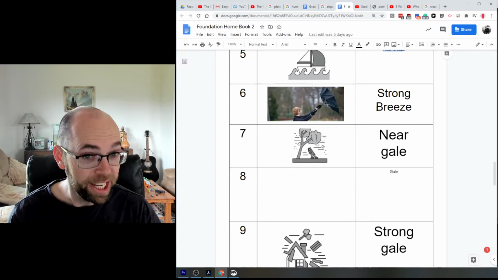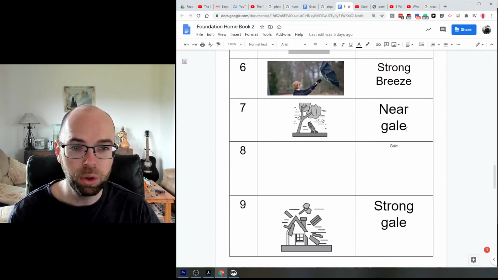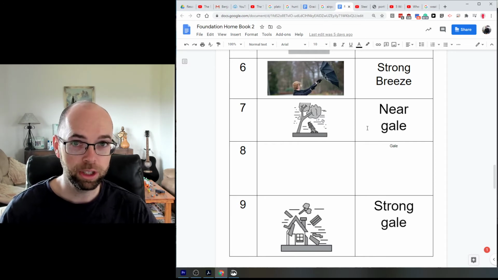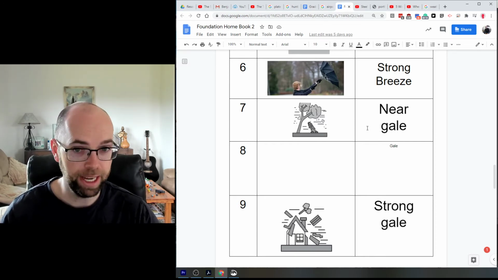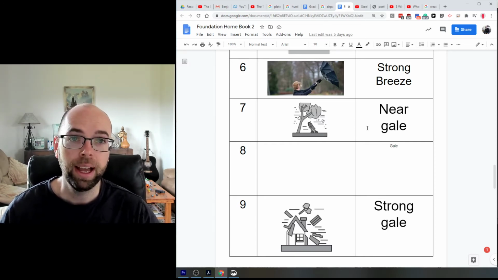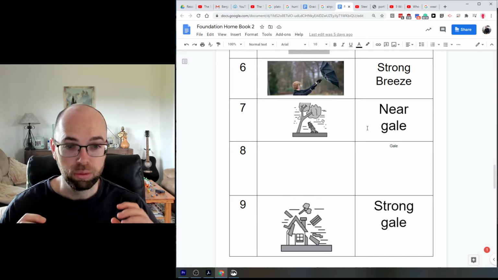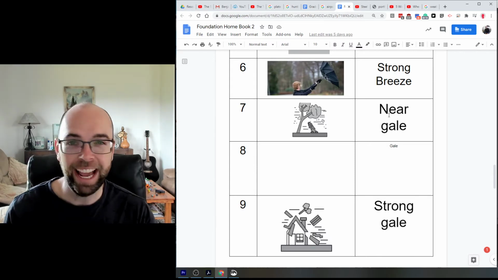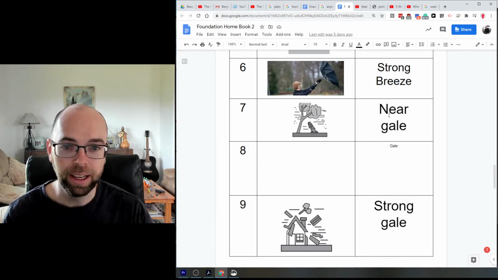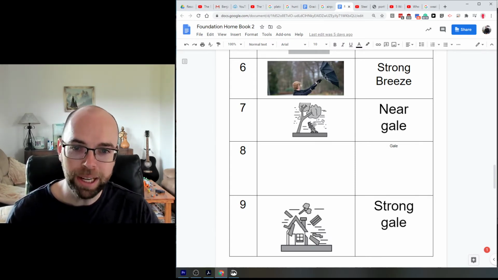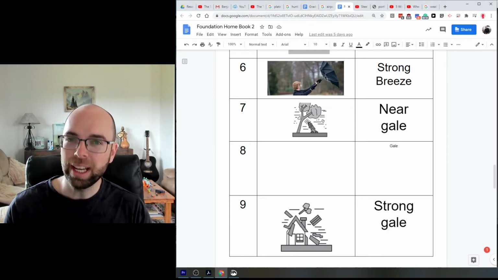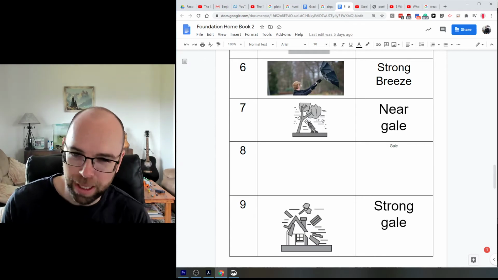After a strong breeze, we get to a thing called a gale. Now, a gale is the word we use, a science word for wind, when it's really getting really strong. Okay? A gale is when it is strong wind. All right, now this first one is a near gale, so it's nearly at a full gale. And you can see the picture here is someone having trouble walking a bit. They're having to lean into the wind a bit.